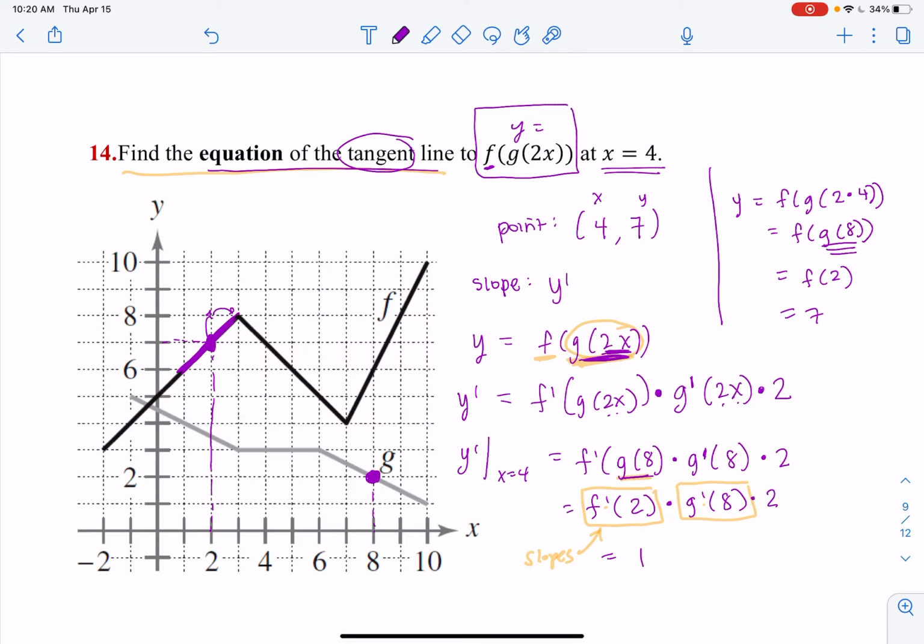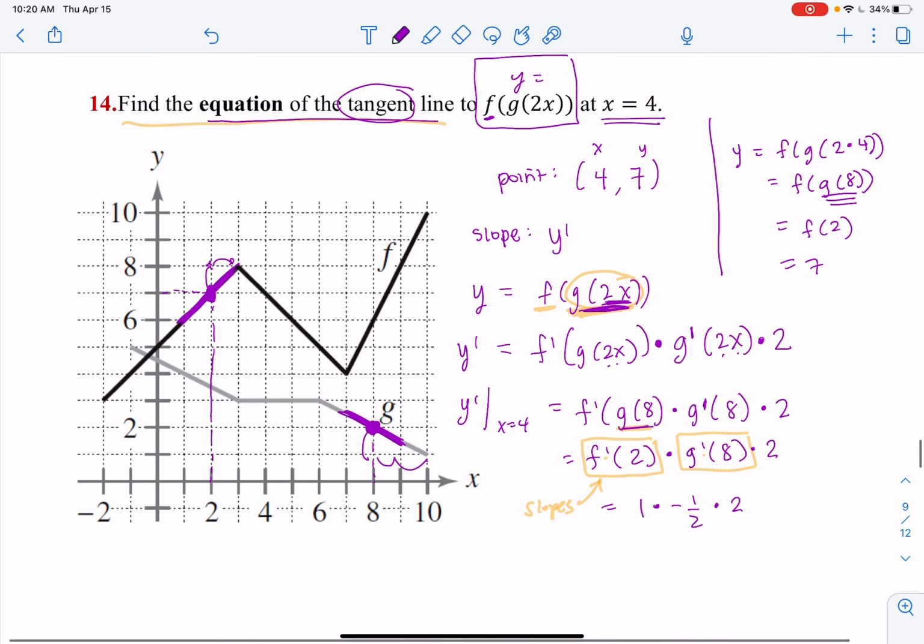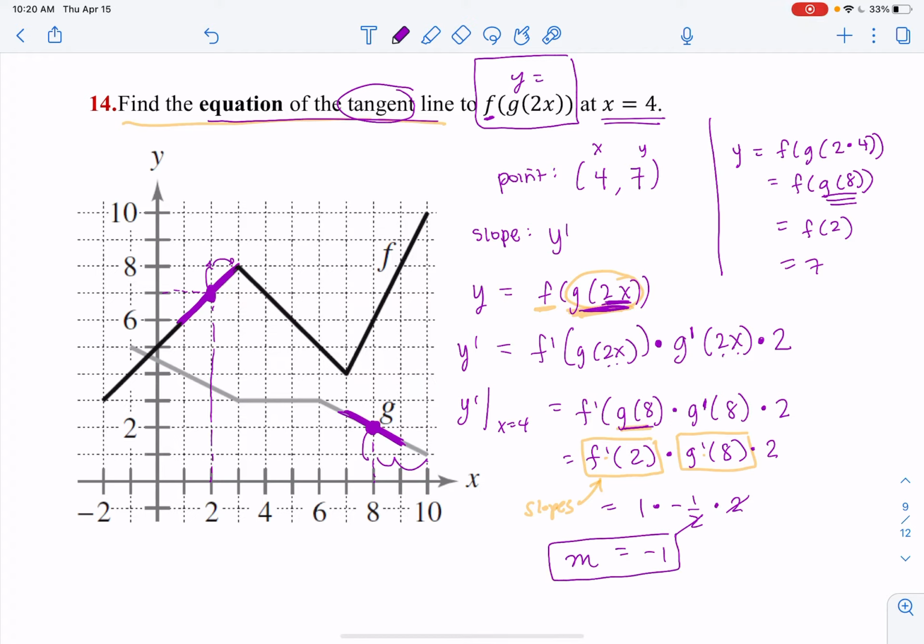And then g prime of 8. Again, go to where x is 8. Go to your g graph. We don't want the value, which would be 2. We want the slope because it says g prime. So counting, we see down 1 over 2. That looks like a slope of negative 1/2. And we'll multiply by 2. Multiplying all across, these 2's cancel. We get negative 1 is our slope. So I'm going to call that my m, or my y prime.